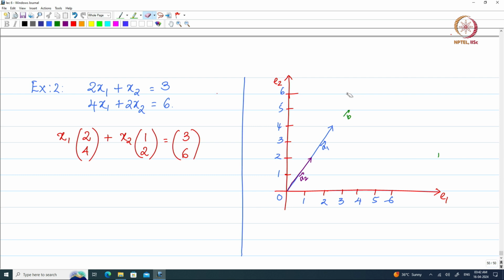So, 3 6 is basically here. So, let me draw this. 3 6 is also along this direction and that is B. So, what do we see here? We see that the vector A1, the vector A2 and the vector B are all along the same direction.